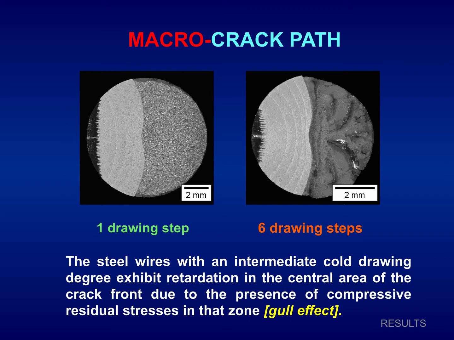This retardation in the central area of the crack front is due to the presence of compressive residual stresses in that zone. It's a kind of Gil effect.